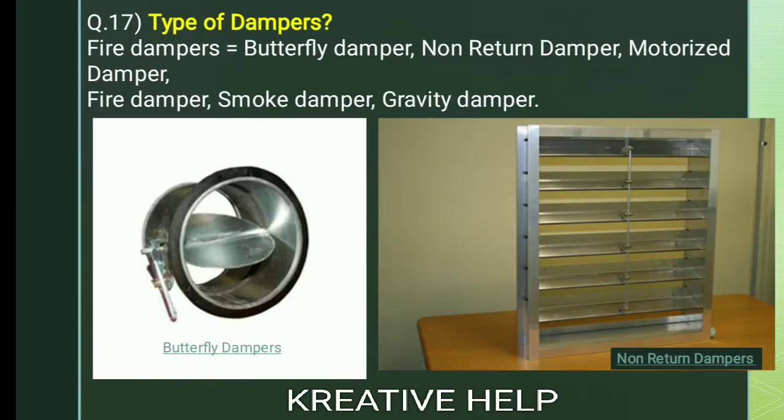So this is the next type of damper. There are many types of damper. You can see the fire damper. They will ask how many types of damper there are. So this is the fire damper, and the types are butterfly damper, non-return damper, motorized damper, fire damper, smoke damper, and gravity damper.